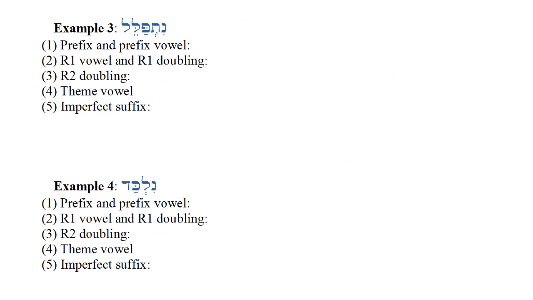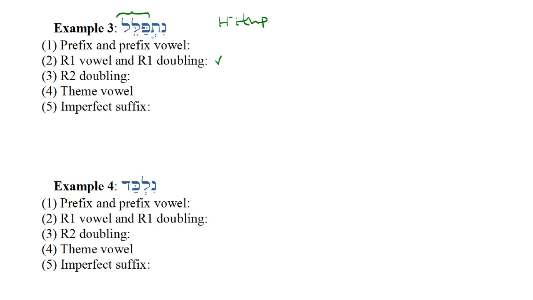Okay, example 3, we have nitpalel. Nitpalel. It's always important to try to figure out what the root is. It looks like our root here is palal. That would make our prefix 2 letters, nit, which immediately points to a hitpael. So our prefix and prefix vowel here indicate hitpael. Our R1 vowel is patach, and that matches hitpael.